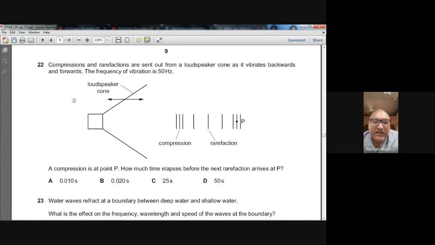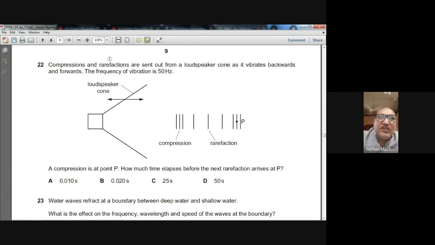So the time duration between one compression and the next compression is called one time period. But the time between one compression and the next rarefaction, that is half the time period. The time between one rarefaction and the next rarefaction will be one time period. But the time between one rarefaction and the next compression is half the time period.